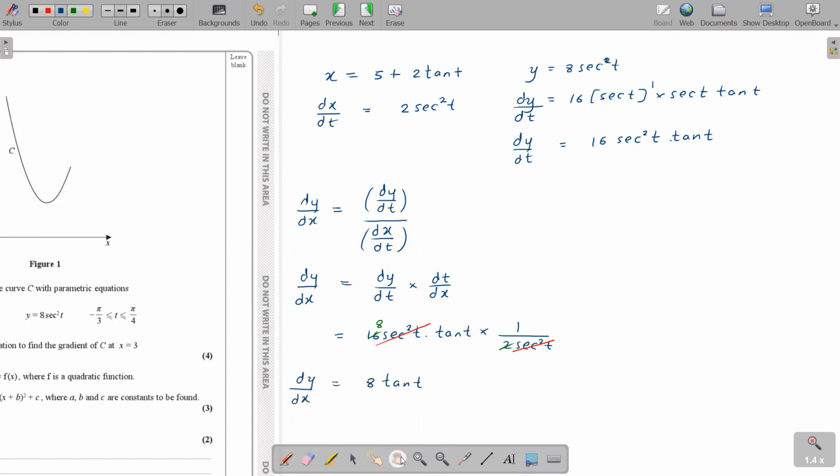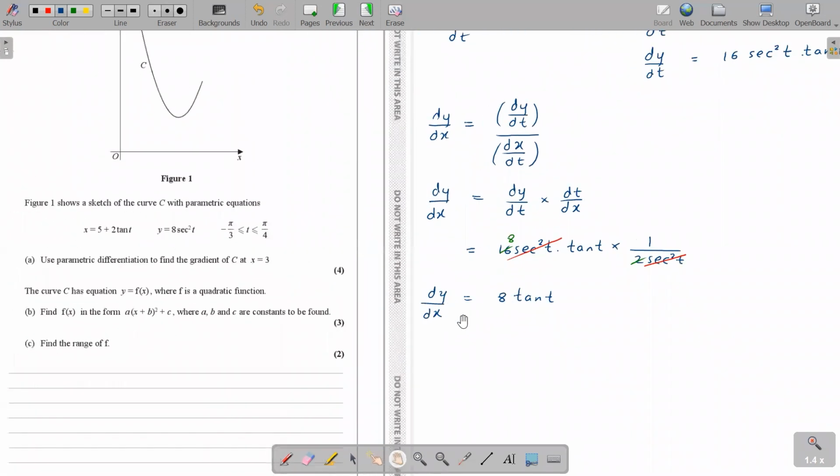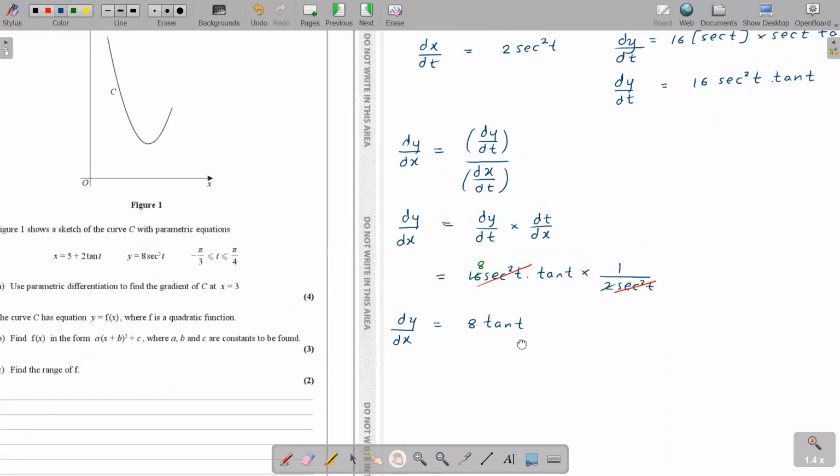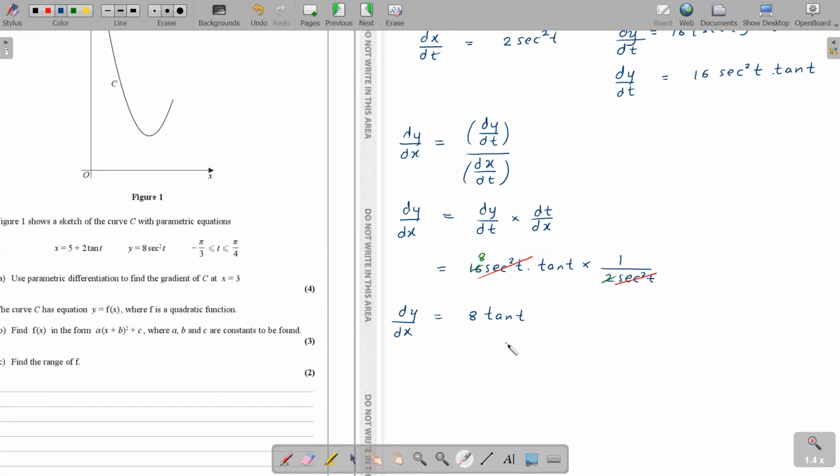However, I think they asked us to find dy by dx at what point? Use parametric differentiation to find the gradient of C at x equals 3. So there's a very specific point here. However, you can see our dy by dx equation doesn't have an x term. It's in terms of t. So at x equals 3, you have to find the respective t value and input the t value. Your t value is supposed to be in this given range. So find the t value that falls into this respective t range. Okay, so let's get it done.